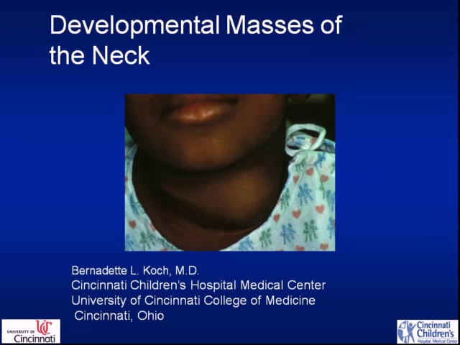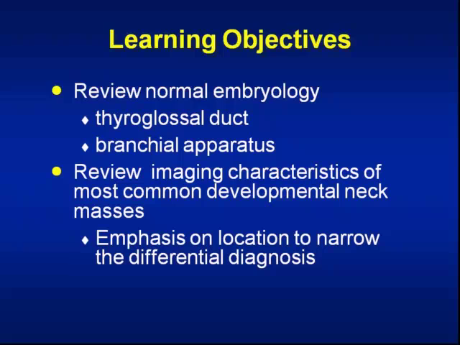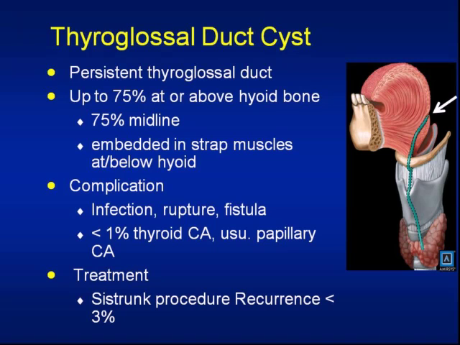We can't always tell 100% what it's going to be, but if we use the real estate people's mantra, location, location, location means everything. Where are they coming from? What do they look like? We can pretty much narrow our differential diagnosis and frequently tell them exactly what it is. So we'll review some normal embryology, which I think gets everybody's blood pressure up a little bit, and then the imaging characteristics of what these lesions look like.